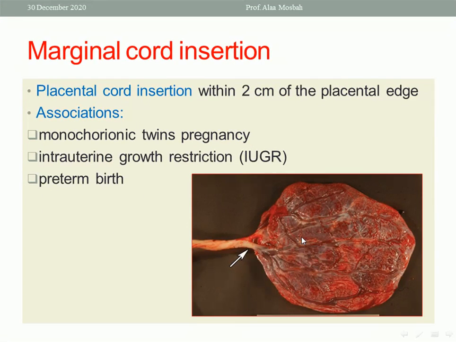Another abnormality is the marginal cord insertion. How can we define marginal cord insertion? It is when the placental cord insertion is within 2 centimeters of the placental edge. If beyond 2 centimeters, it is not marginal. Okay? But it is marginal cord insertion if within 2 centimeters of the placental edge, as in this picture. It was found there is an association between marginal cord insertion and intrauterine growth restriction, preterm labor, and also monochorionic twin pregnancy.